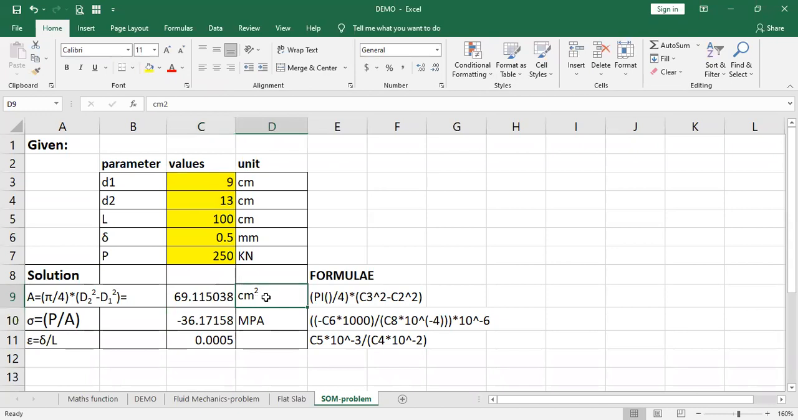And this is the unit. Centimeter square is the unit of this area. Then sigma, that is the stress. So for this stress, what is the formula? The formula is P divided by A. So you have P here and you have area here, and that is the unit of it. So load divided by area.